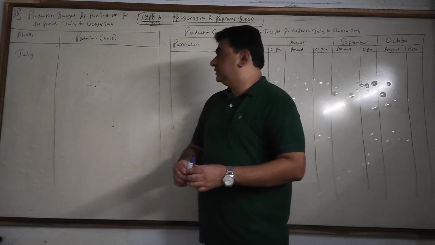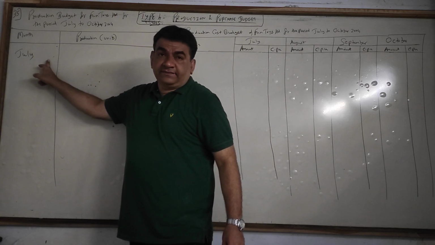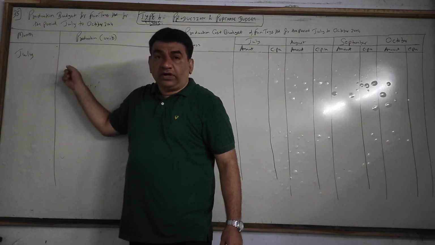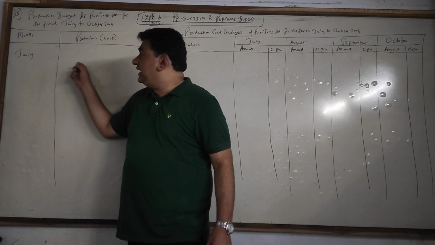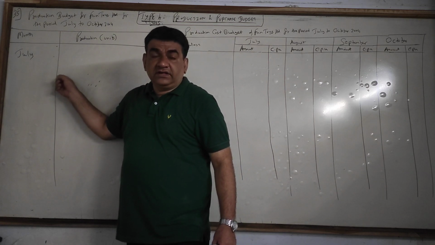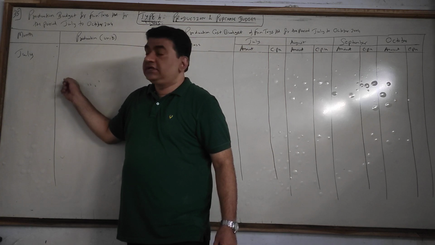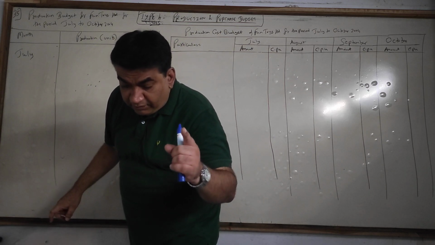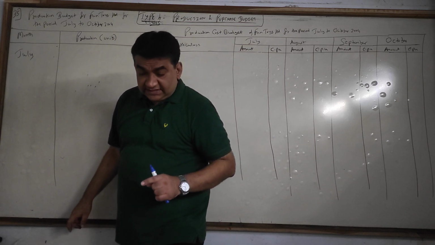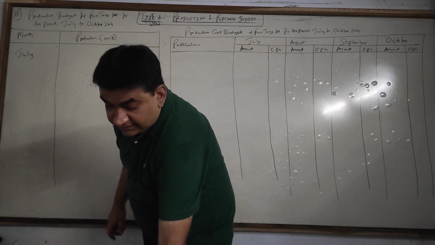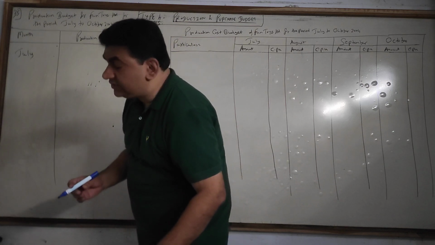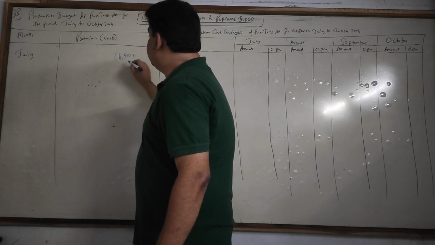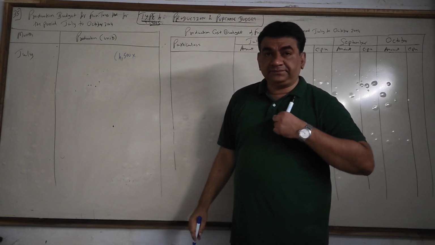That means first is July. July's next month is August. So whatever you are going to sell in August, you will produce 1.2 times of that. See what it says: 1.2 times of following month's sales. Now see, what is my August sales? 4,500. So put a bracket here. My August sales is 4,500.